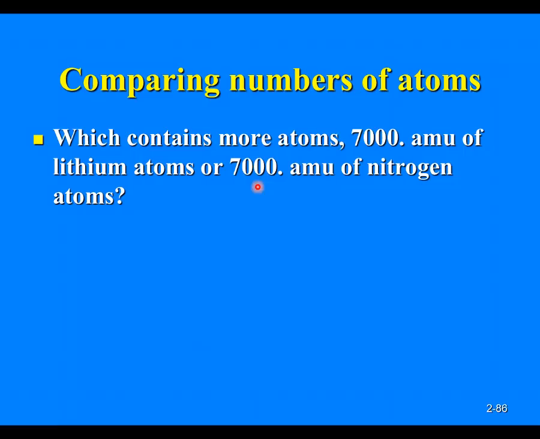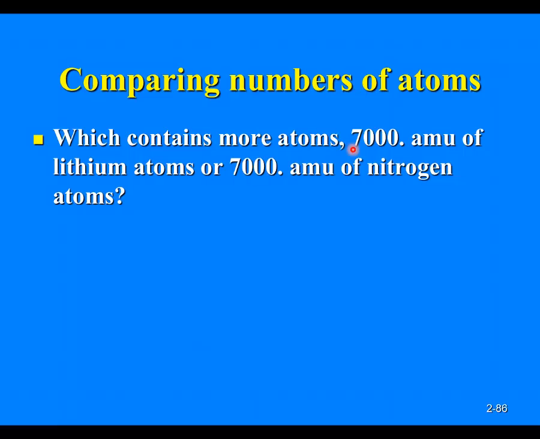If I had a bag of marbles that weighed 7 grams with light marbles or 7 grams with heavy marbles, well, the sample that had more marbles in it obviously would be the 7 grams with the lighter marbles. Okay? If I have 7 grams of the heavier marbles, it would take fewer of those marbles to add up to that 7 grams. It's the same thing here. It takes fewer of the heavier atoms, the nitrogen atoms, to add up to the 7,000 atomic mass units, and it takes more of the lighter atoms, the lithium atoms, to add up to the 7,000 atomic mass units. So I should have more lithium atoms.